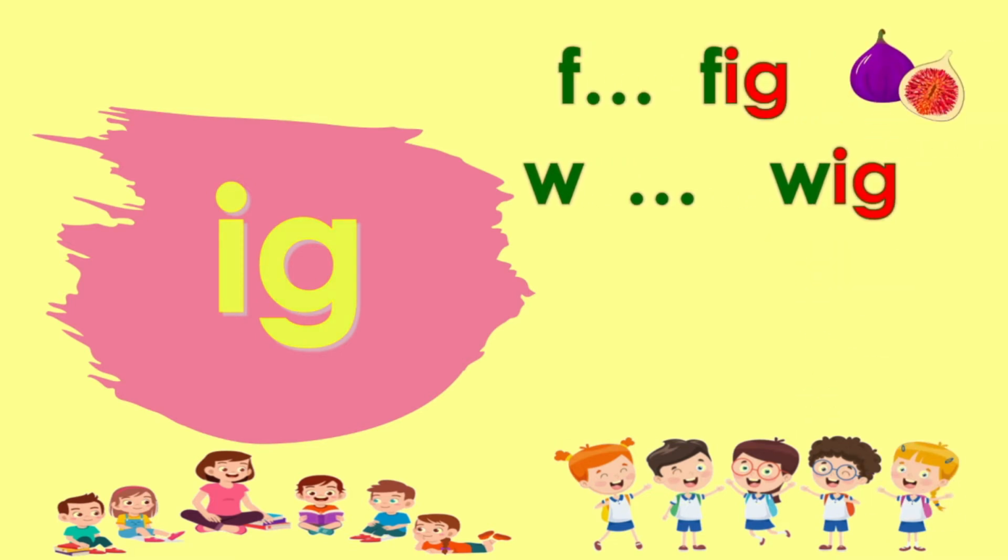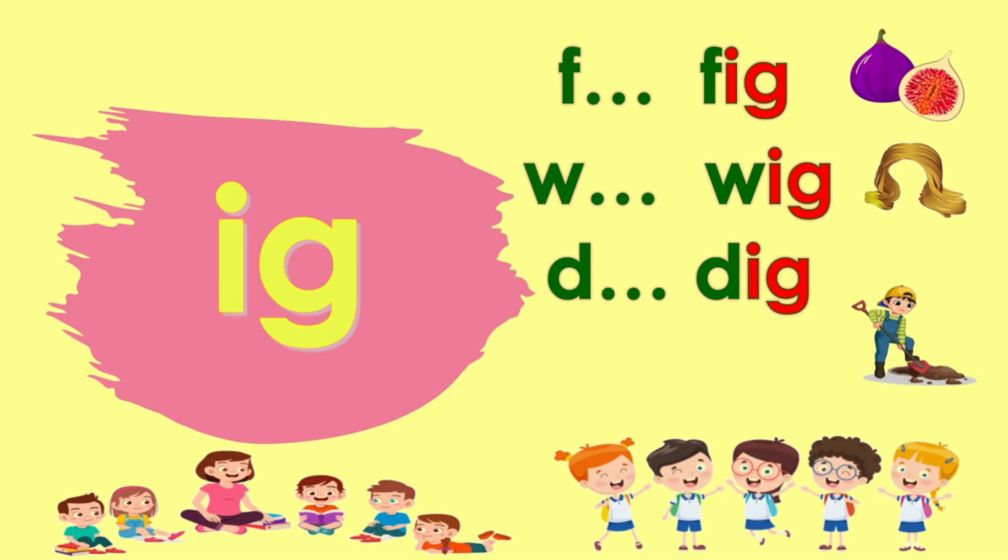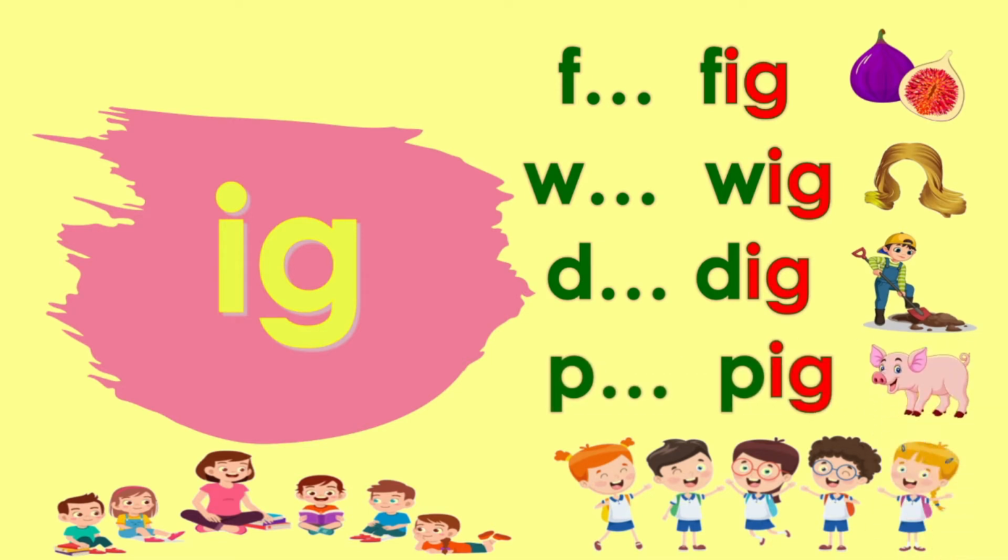What do you see on your screen? Yes, these are IG words. This is I vowel words. First one, A vowel, then E, and then I. We have five vowels, A, E, I, O, U. So third one is I. F for IG, fig. W, IG, wig. D, IG, dig. Last one, P, IG, pig.